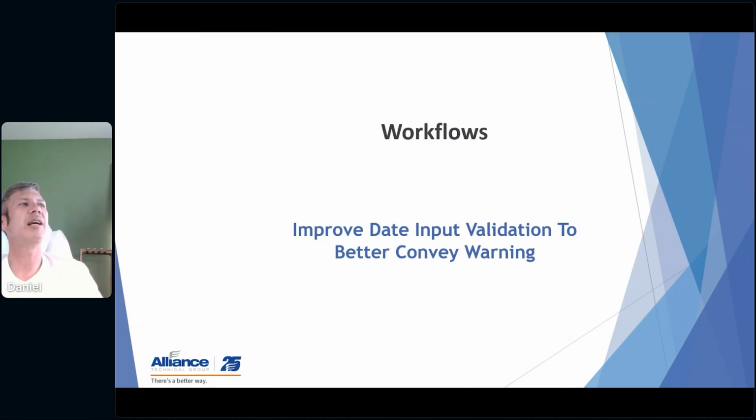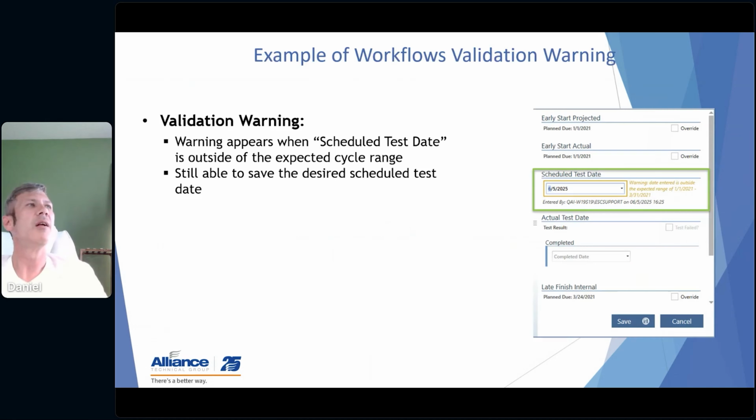Improve date input validation to better convey a warning. So again, this is more of a UI related thing, but providing visibility to the user that, hey, the warning date's outside, you're scheduling this test outside the cycle. Are you sure you want to do that? Right? It's going to allow you to do it. You may have a good reason to do that, but it's going to give you a warning telling you, hey, you're outside of the cycle range. We're giving you the metadata to help you describe why this is a warning.